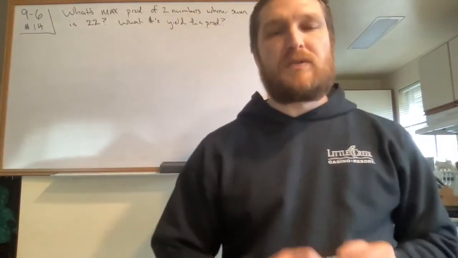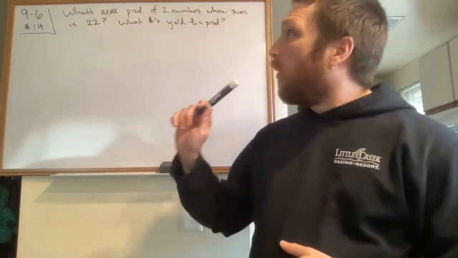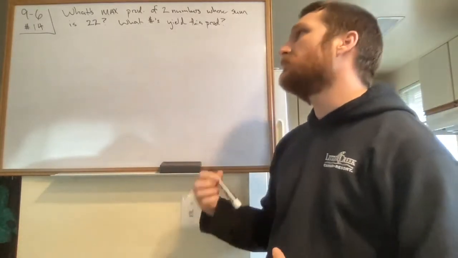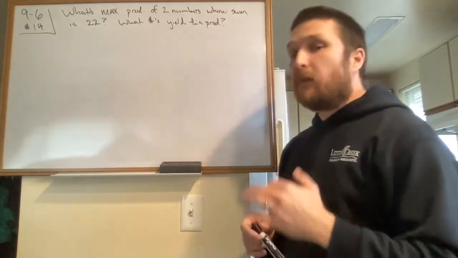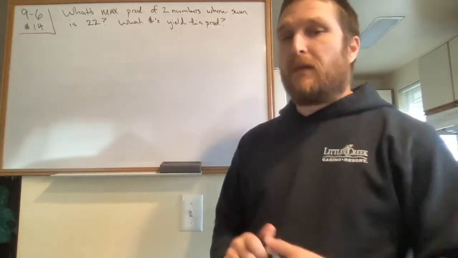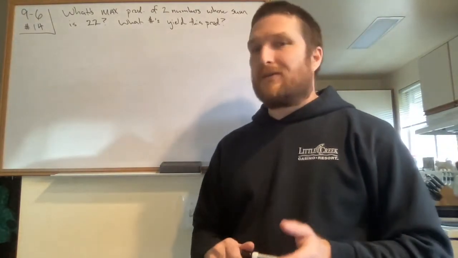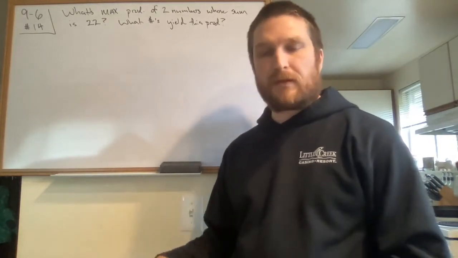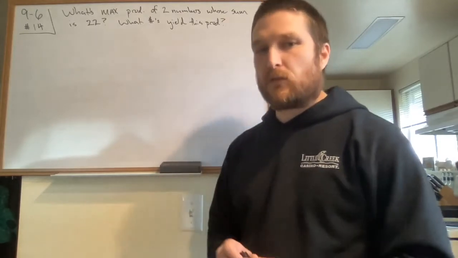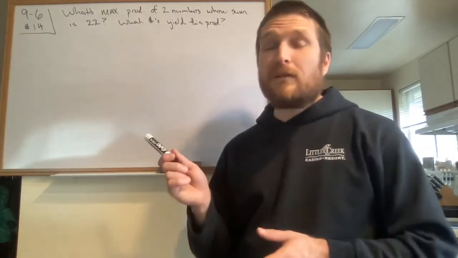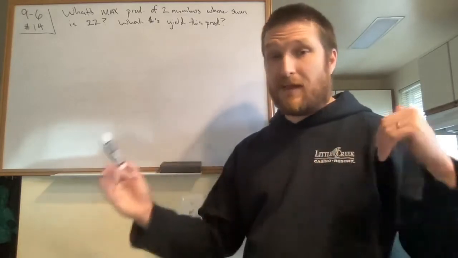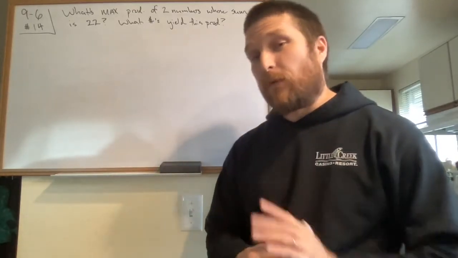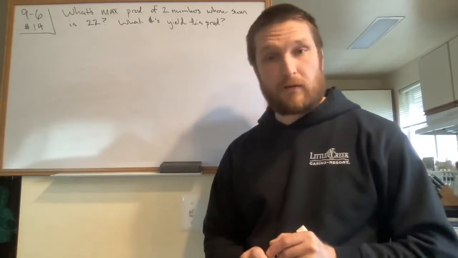Chapter 9, section 6, problem 14. What is the maximum product of two numbers whose sum is 22? And what numbers yield this product? This is not conducive really to drawing, right? Usually we draw out the problem. That's what I said was step one with optimization problems. We could, if we wanted to, treat this as like an area or something like that, but this seems pretty straightforward, and I think we could skip the first step of drawing it out.